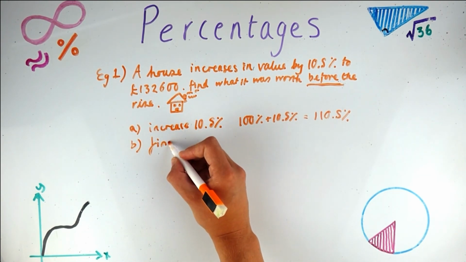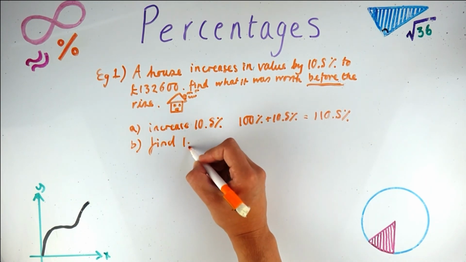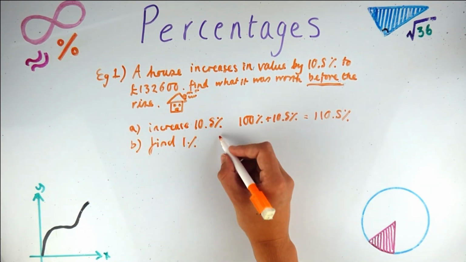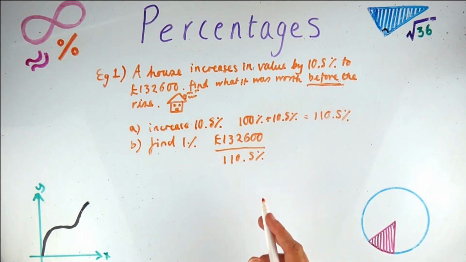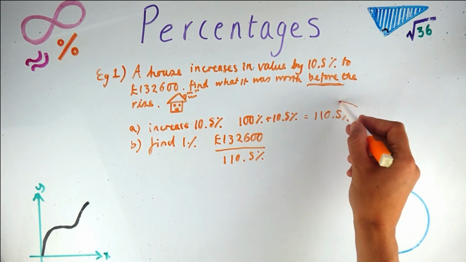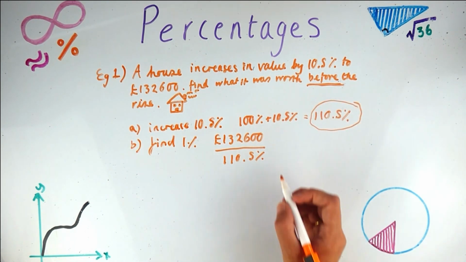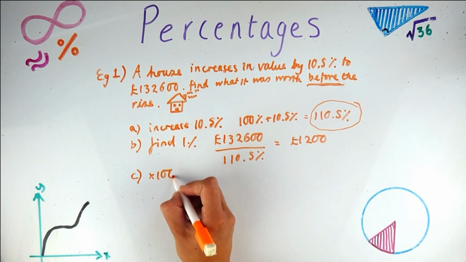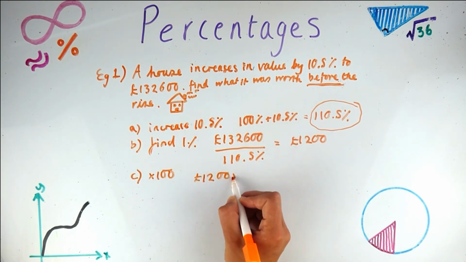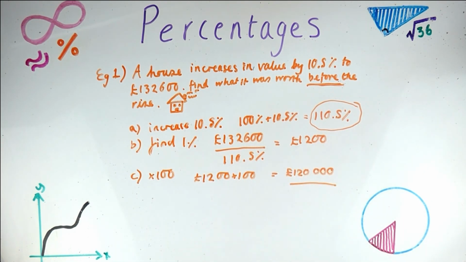So the second part is to find 1% of the value we've got. So 1%, the value divided by this percentage here. Okay, and the last part is to multiply by 100. And there you have it, there's your answer. So those are the 3 steps. Just follow them really rigidly and you will definitely get to the right answer. That's the end of percentages.